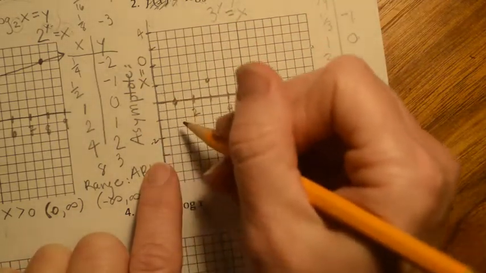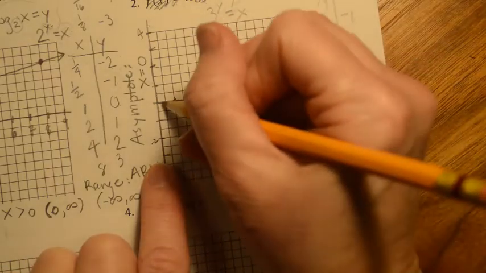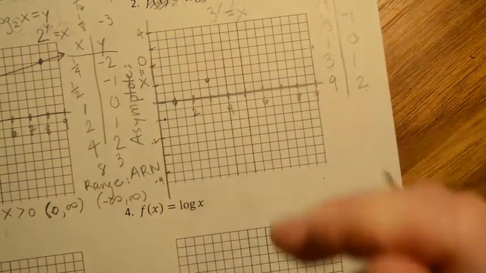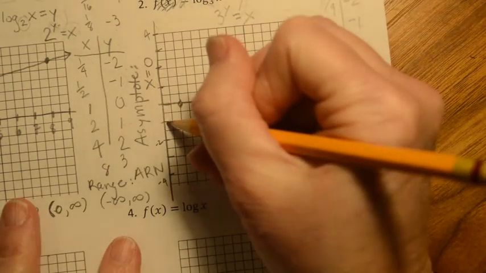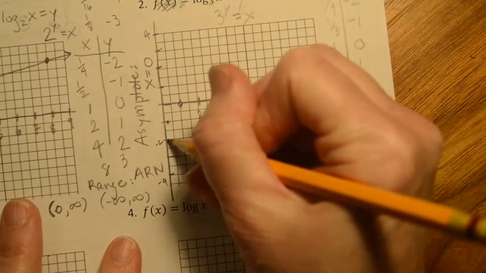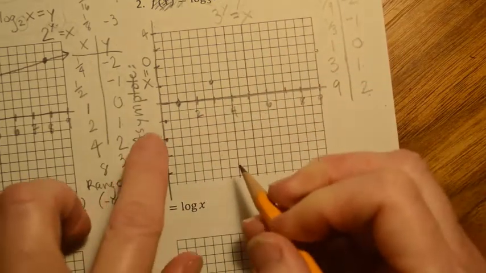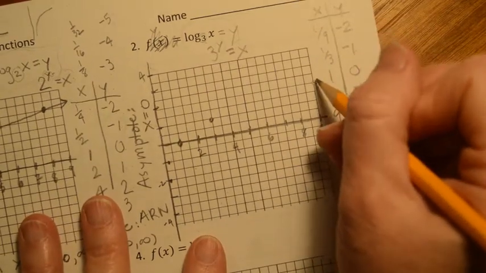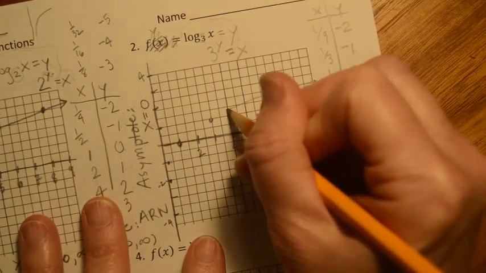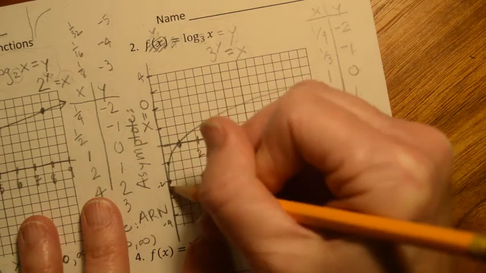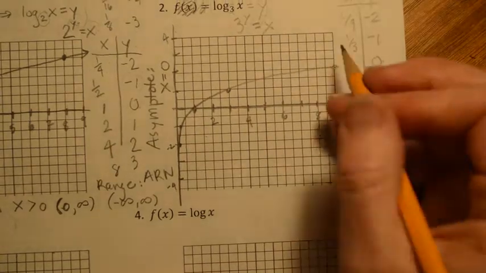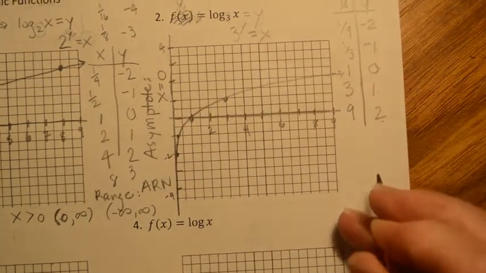At 1/3 it's -1. This is where things start to get really hard to graph. At 1/9 you're not even going to be able to tell the difference between where my dot is and 0. It's so close. All right, so then we draw a nice smooth line through them. A nice smooth curve. Sorry, it's not a line. It's going to continue on infinitely far in that direction.